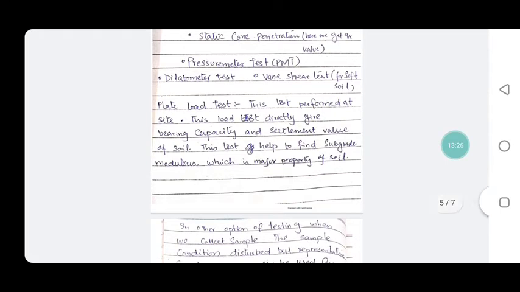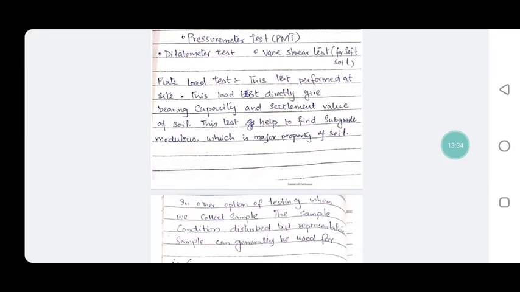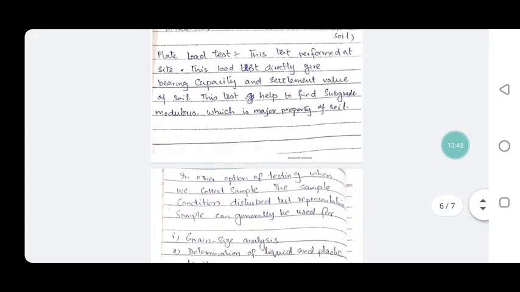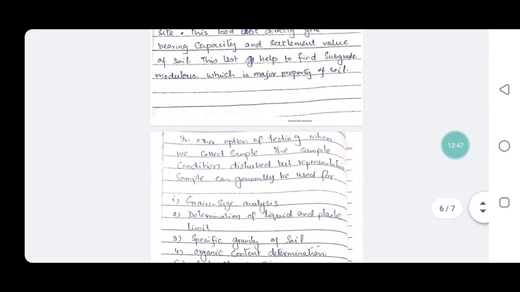And plate load test. This is a very important test. This test is performed at site. This load test directly gives bearing capacity and settlement value on the site. This test helps to find subgrade modulus, which is a major property of soil.